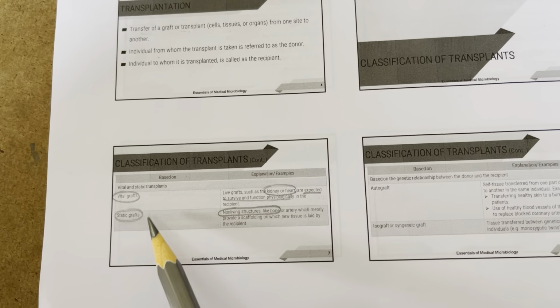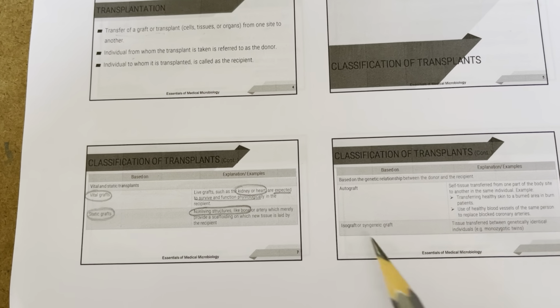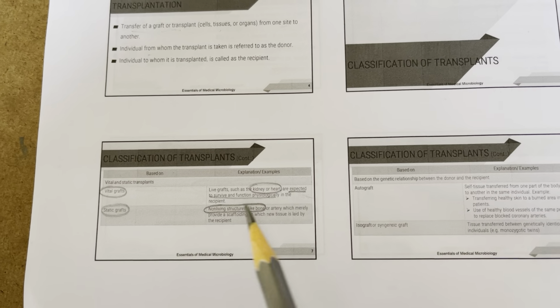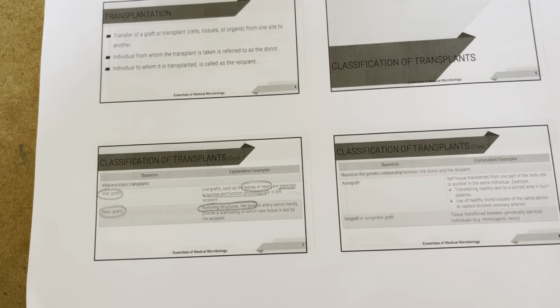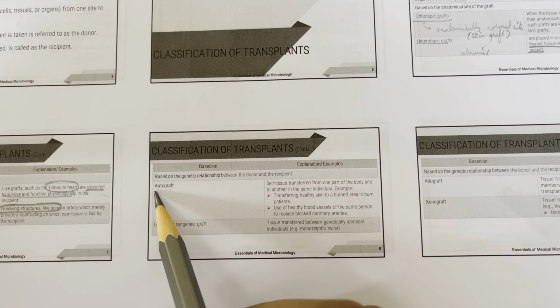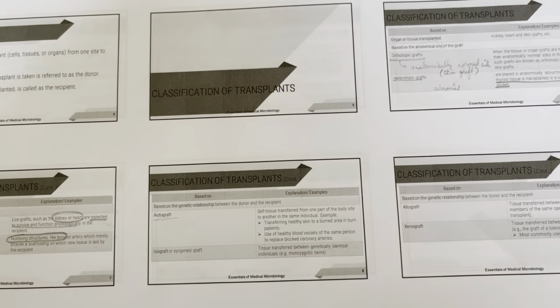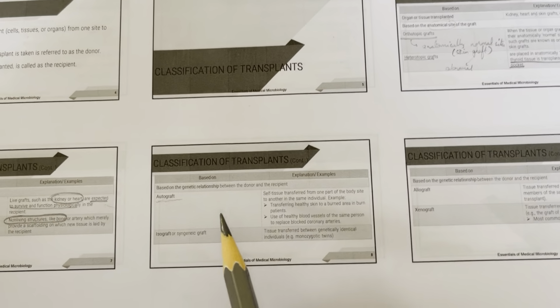Next, you have vital grafts and static grafts. Vital grafts are required for the recipient to survive, such as heart transplant, lung transplant, kidney transplant, etc. Whereas static grafts, such as bone transplant, are non-living structures, they just provide a scaffold. Next, you have autograft. So if you take a graft from the same person, for example skin, and place it on the same person, that is an autograft.